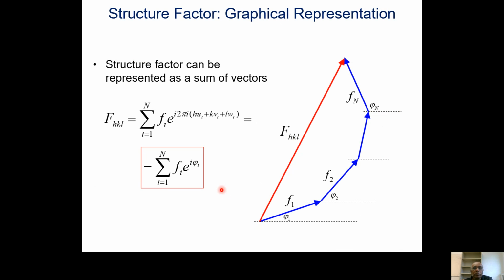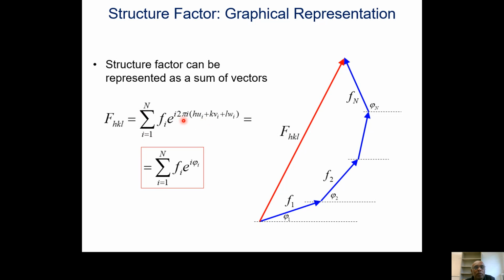Please remember that one. Then also somebody can think of the structure factor in a simple graphical representation, because this is the number of atoms in the basis, right? You have to add all the factors.